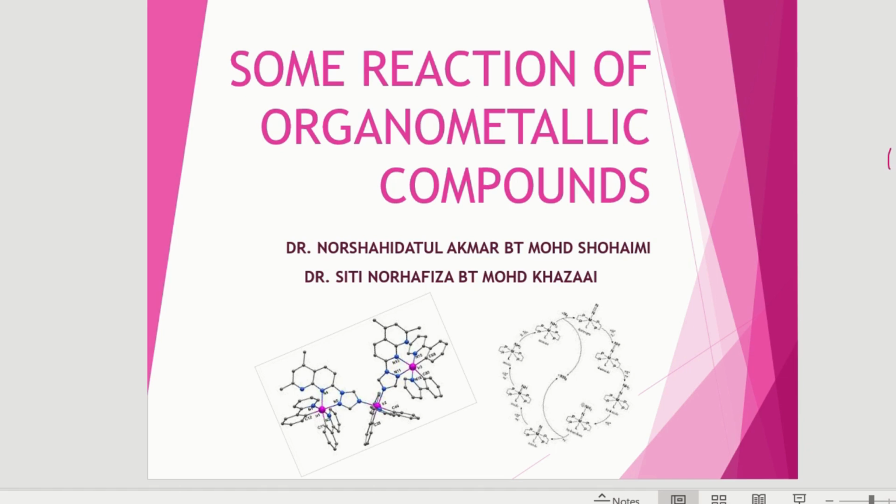Okay, for today, I will continue my lecture on CHM676 Organometallic Chemistry. Today I'm going to cover Chapter 5, summation of organometallic compounds, in which we have 4 reactions that we will discuss throughout this chapter.